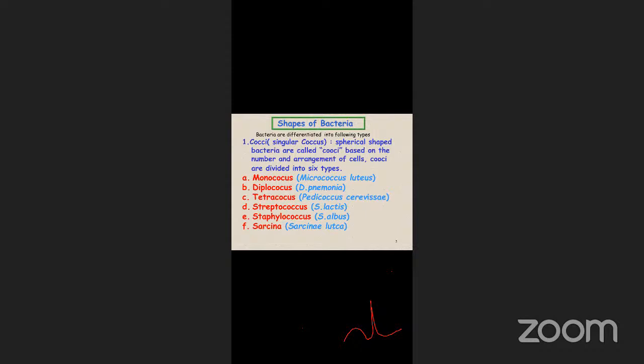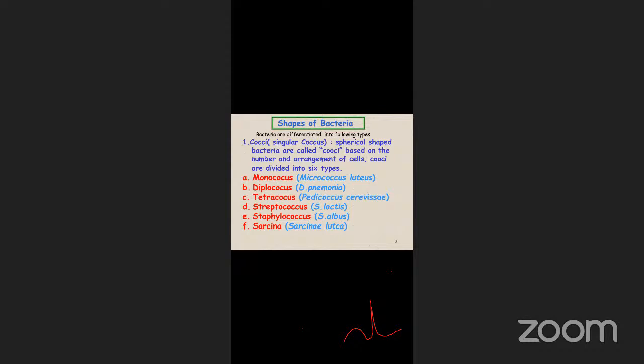The Staphylococcus nature is an irregular group of many spherical bacteria. It is called Staphylococcus bacteria. Example is Staphylococcus albus. Next, the sixth one is Sarcina. The Sarcina nature: this type of bacteria has a cuboidal arrangement of eight cells.